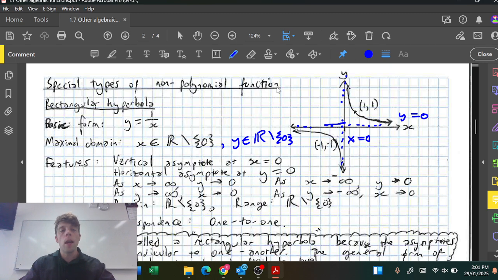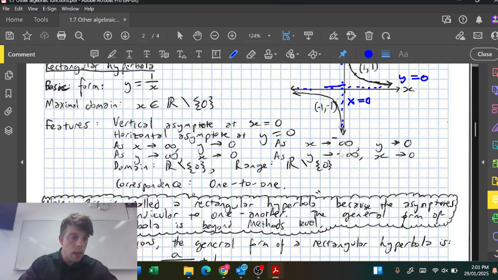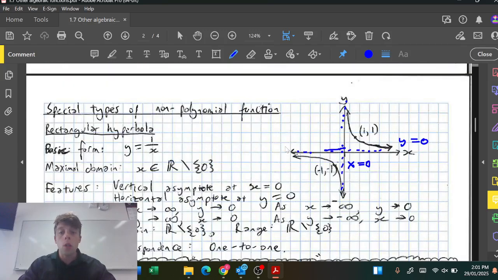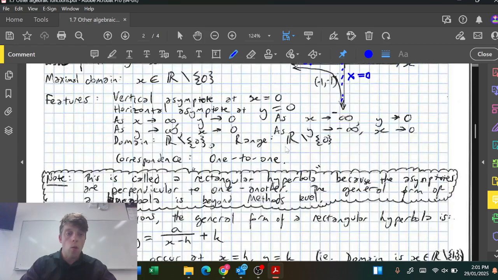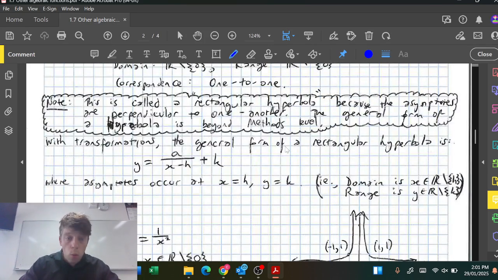So just keep in mind we have domain, x values, range is the y values. Okay, so yeah, I've got that note down here. We say the correspondence is 1-to-1, which means for every x value, there's a unique y value, or a unique output for every input.